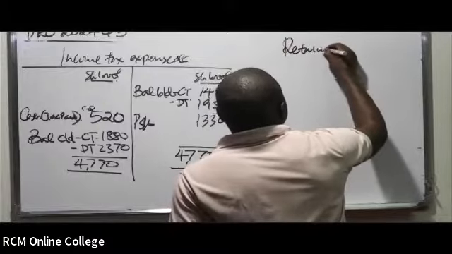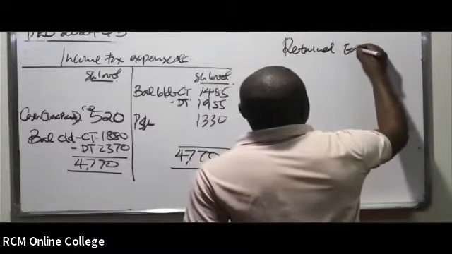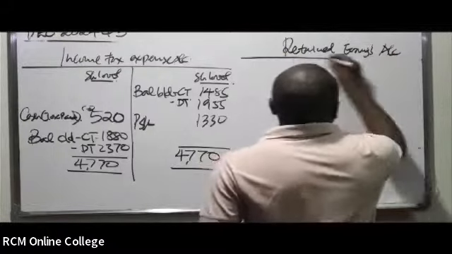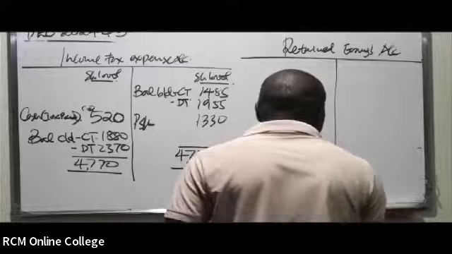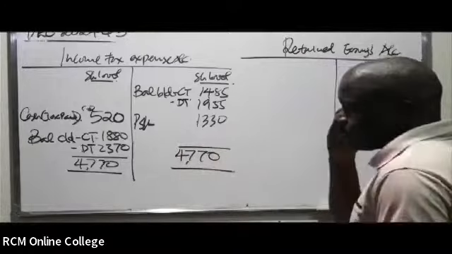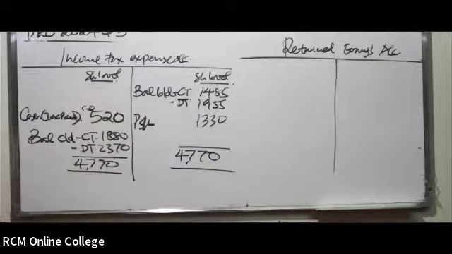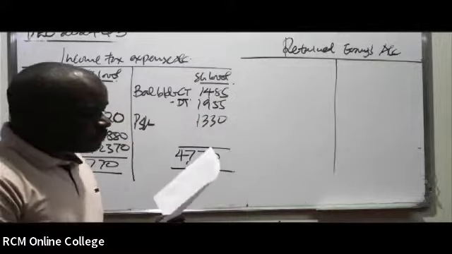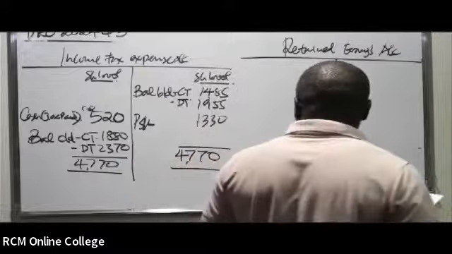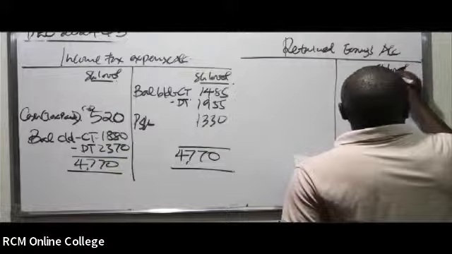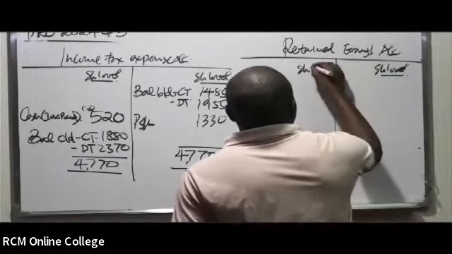Retained earnings. You prepare this account, the retained earnings account. Retained earnings, you'll actually be able to see it under the equity items. So in this case, you put here shillings in thousands.